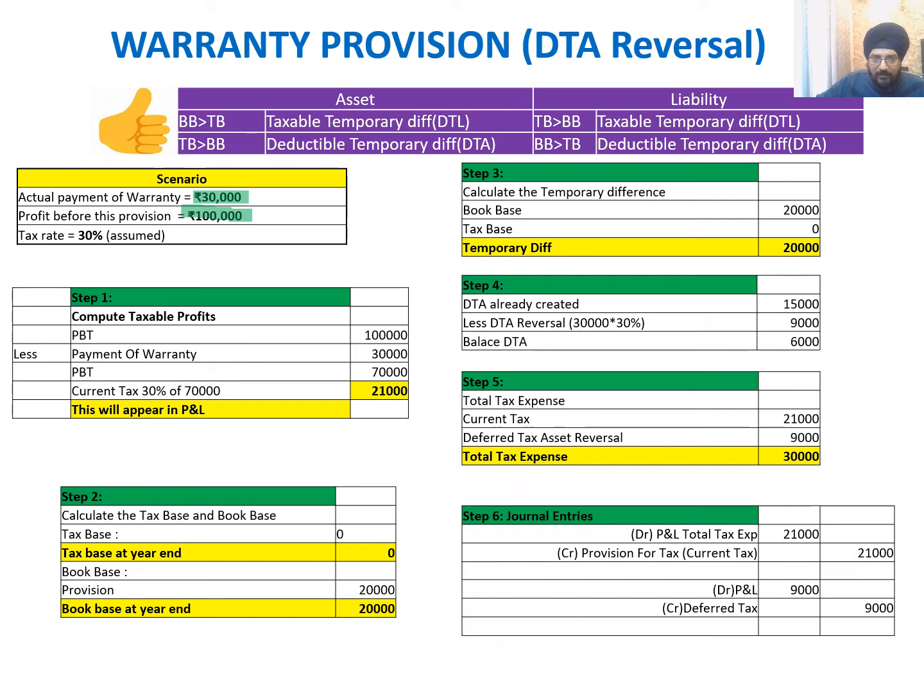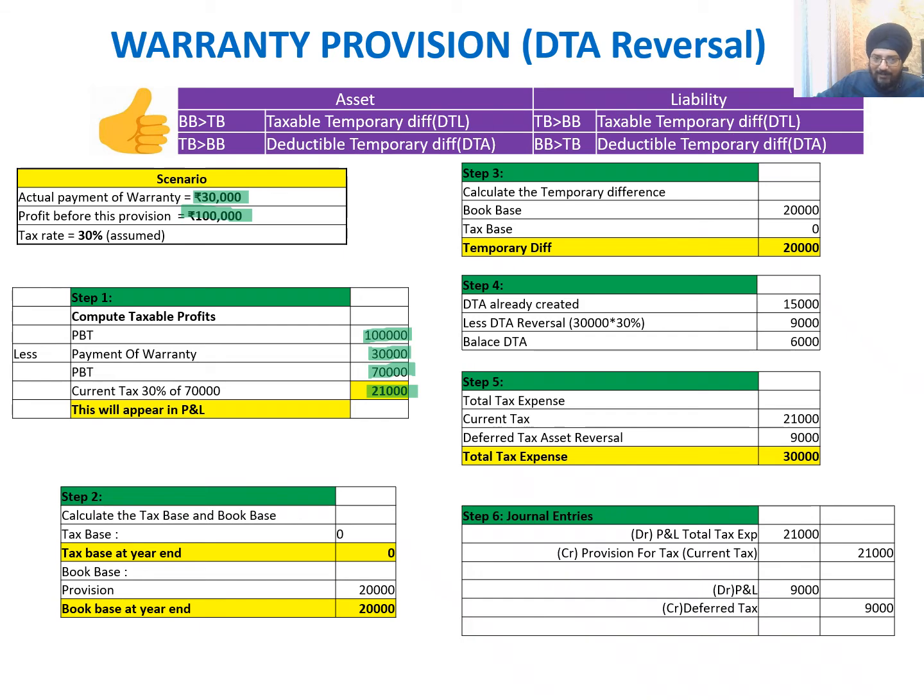Now, assuming again the same scenario, we have 1 lakh. With respect to the taxable profit, since we have actually made the payment, this expense now becomes allowable in my income tax. So, as per the income tax, my total deduction is 30,000. My profit before tax is 70,000, and then I have to pay 21,000 as my current tax. So, this is the current tax liability that we have to pay.